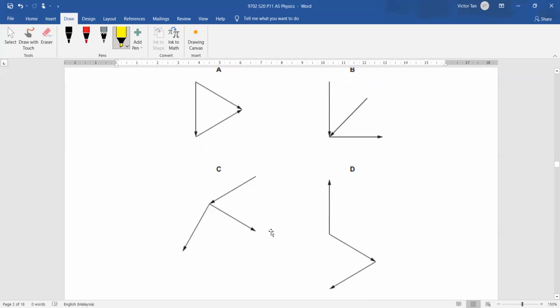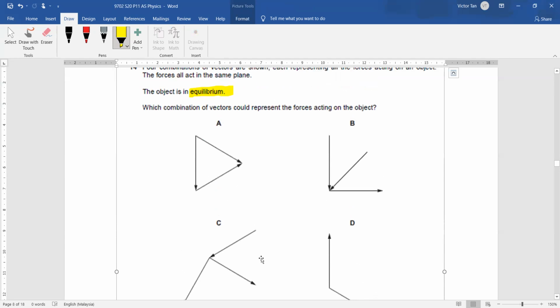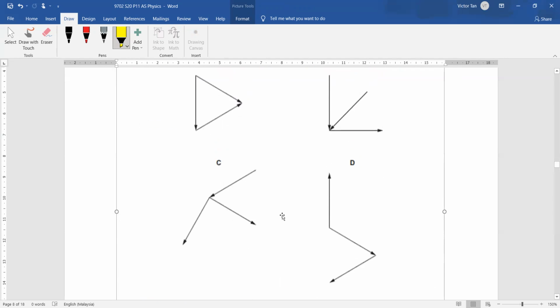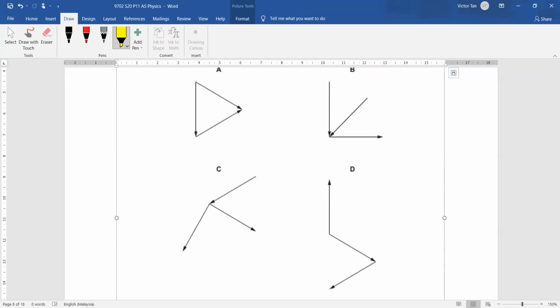So it must be able to make a triangle of force. D looks like the nearest by sight. D looks the nearest. I think it should be D. So the answer is D. A is out.